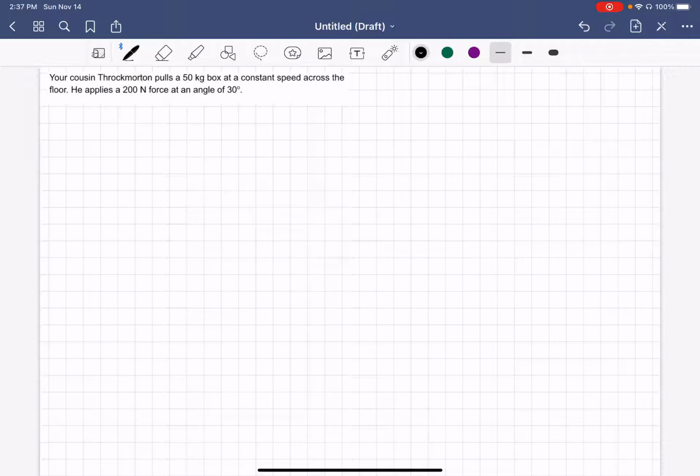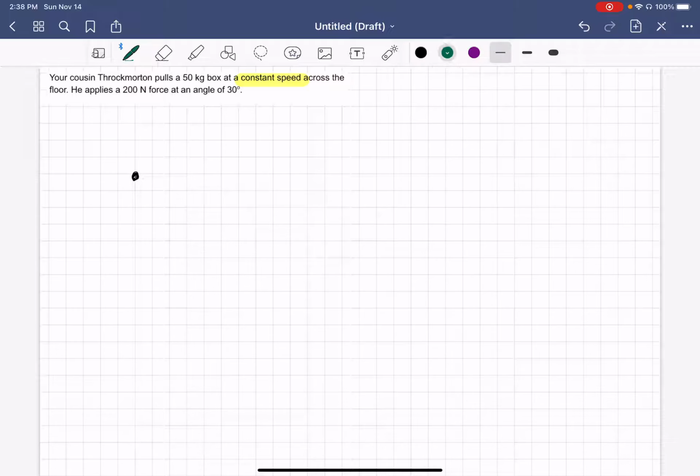Hi, I'm going to take you through an example of solving problems using a vector addition diagram when the forces are balanced. The example is: your cousin Throckmorton pulls a box at a constant speed across the floor. That phrase, constant speed, is what tells me that the forces must be balanced. This problem also tells me that he applies a 200 Newton force at an angle of 30 degrees.